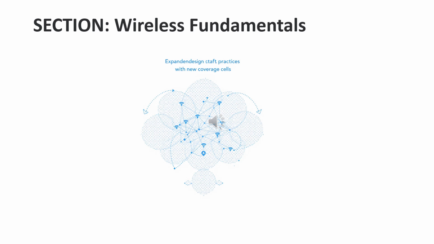Correct answers. A. 5 GHz provides increased network capacity with up to 23 non-overlapping channels. C. Cells that overlap one another are configured to use non-overlapping channels.